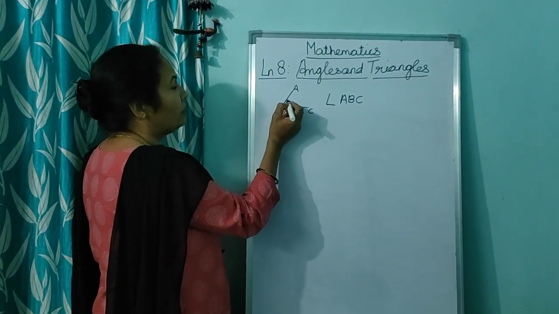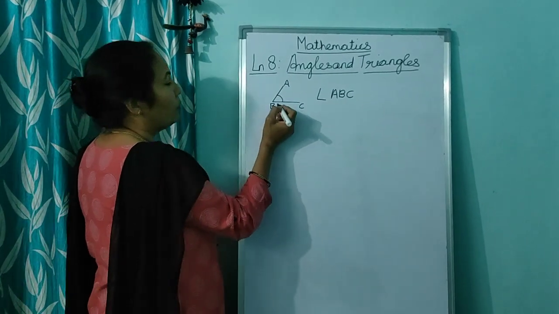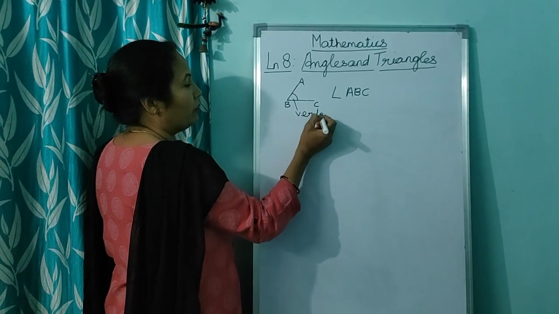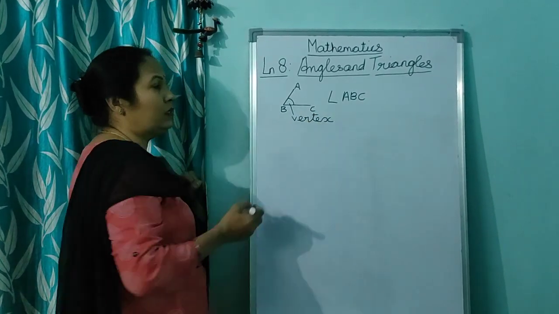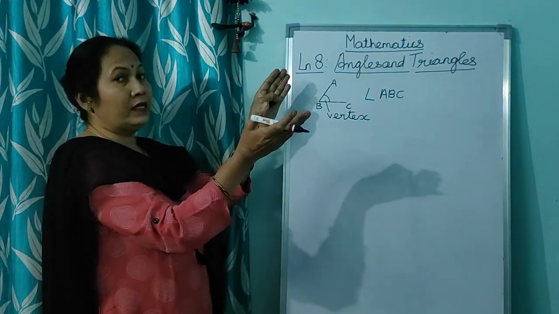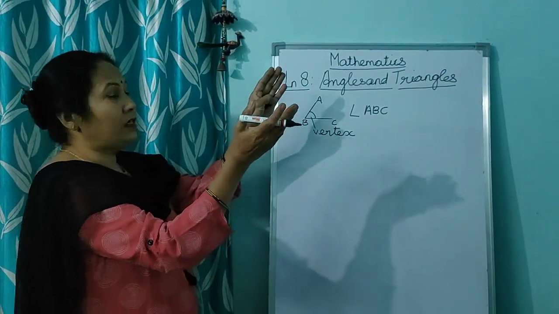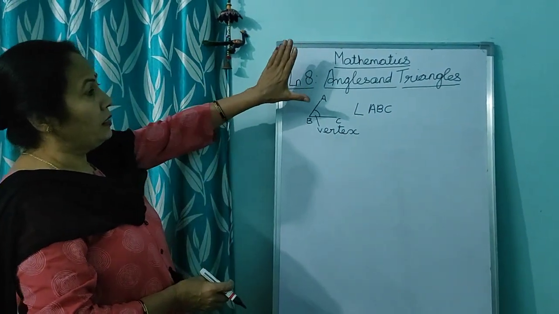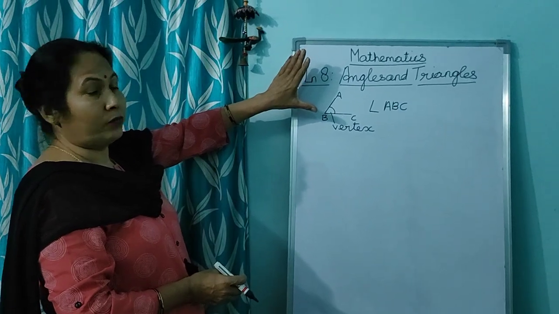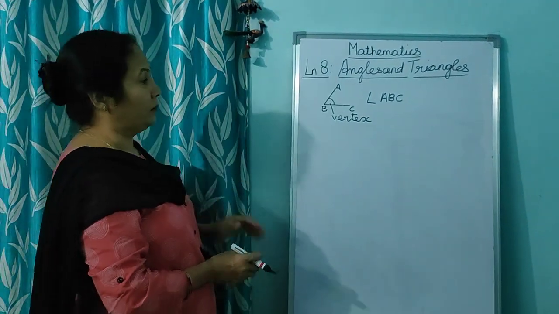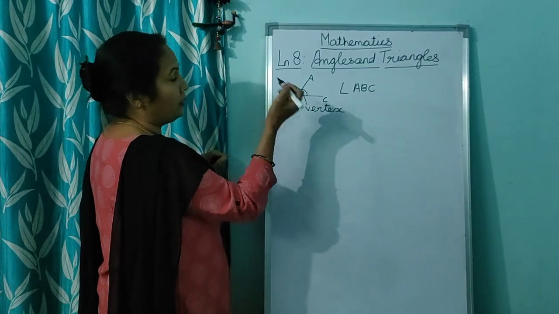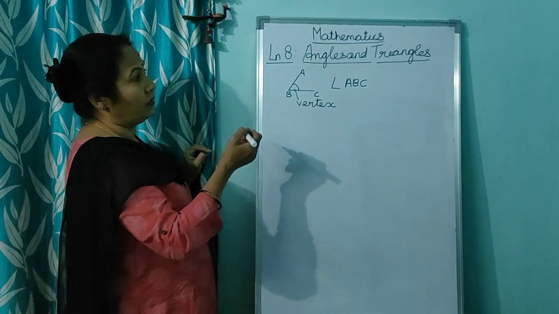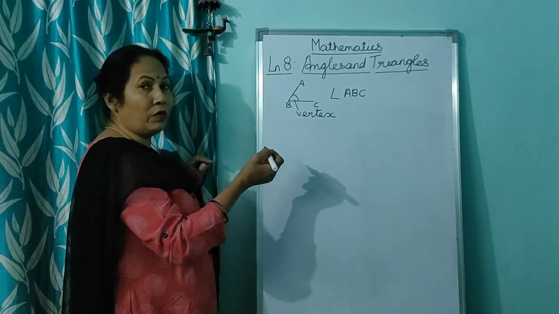Now you have the vertex. What is this called? This is called vertex. Means this is the point from where two lines, they move in different directions and form an angle. You can form an angle by your fingers also, by your hand. See, like this.